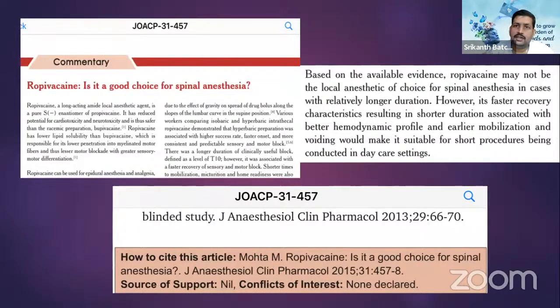The difficulty they found with the isobaric one, based on the available evidence, is that ropivacaine may not be the local anesthetic of choice for spinal anesthesia in cases of relatively long duration. However, its faster recovery characteristics, resulting in shorter duration, associated with better hemodynamic profile and earlier mobilization and voiding, would make it suitable for short procedures conducted in daycare settings. So this study was done because daycare has been improving over the past 10 years in India.